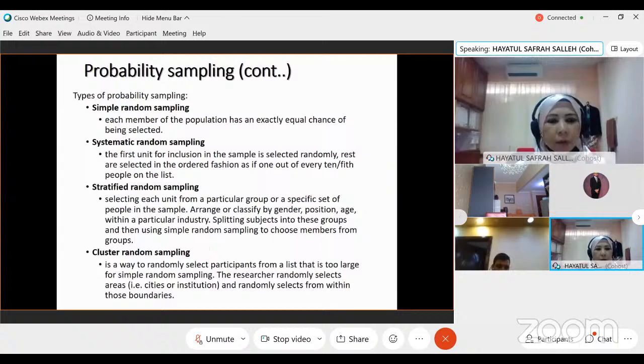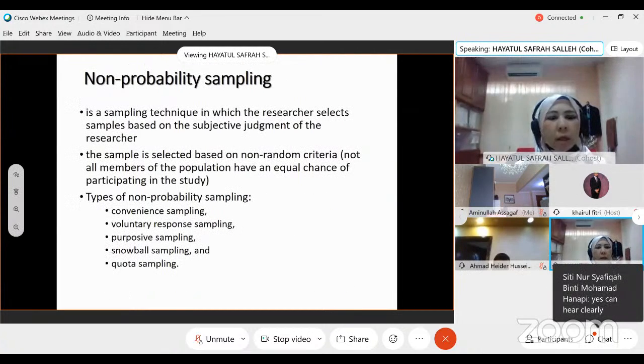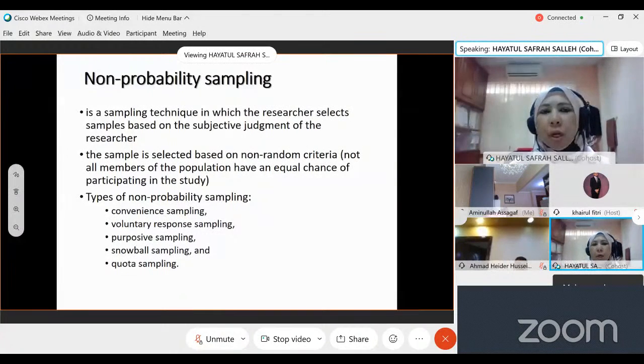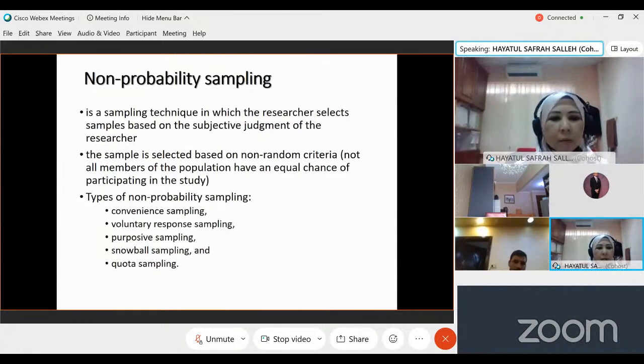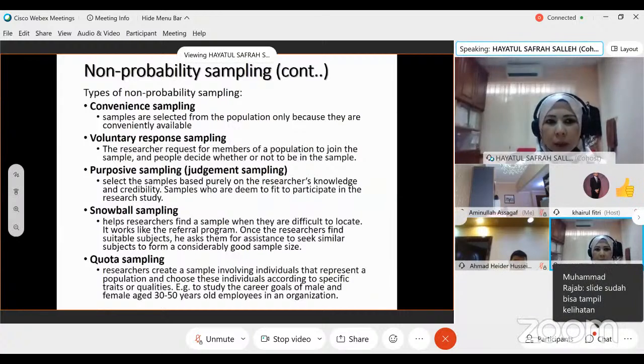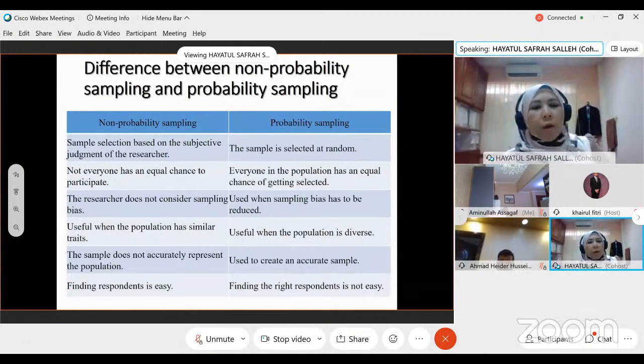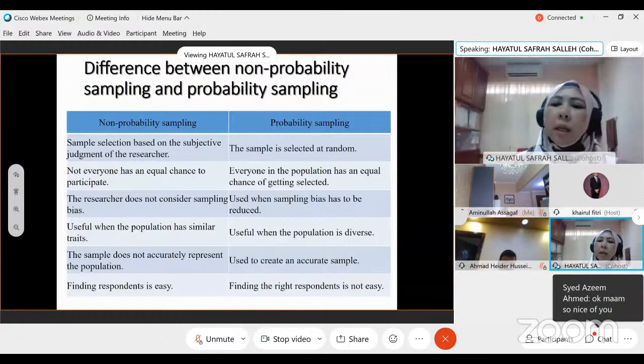So we already discussed this. And these are the sampling methods for non-probability sampling, which I already told you earlier. Never mind. I will give my slides to Encik Fitri, and if you want my slides, we can collect them from him. Then these are all the types of non-probability sampling. Now these are the differences between non-probability sampling and probability sampling.